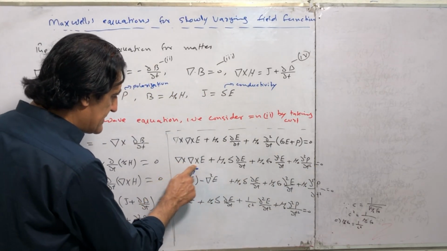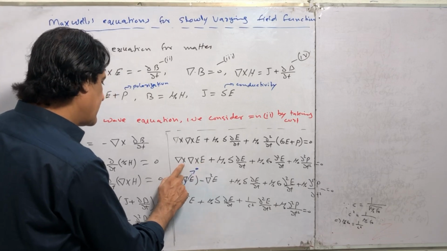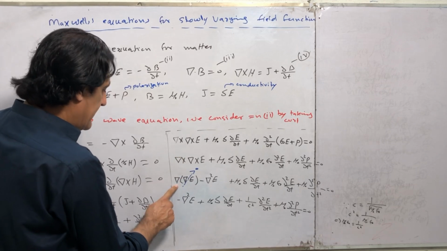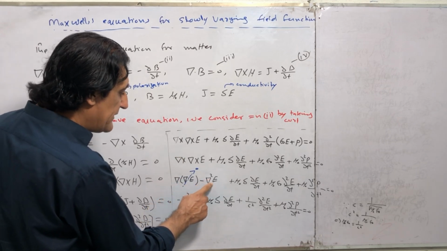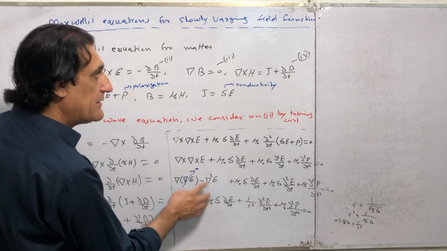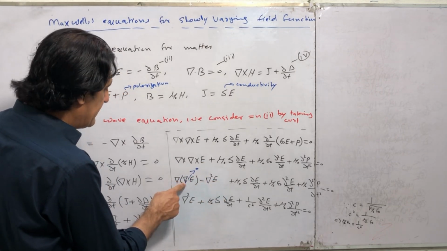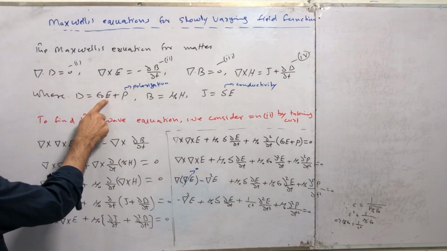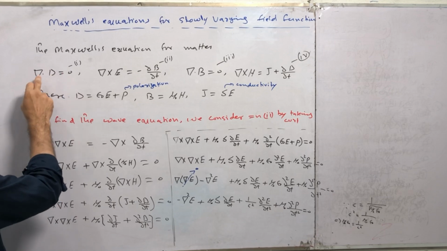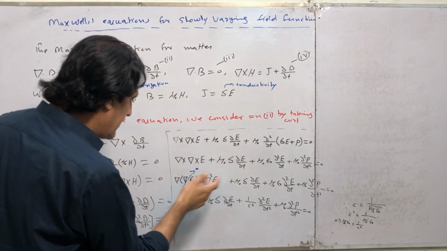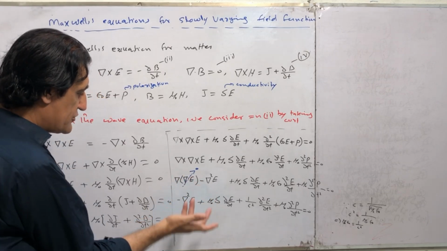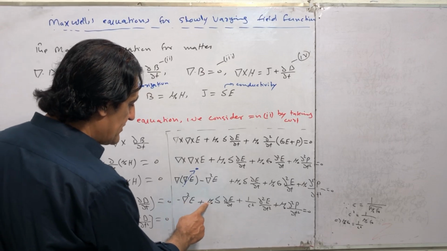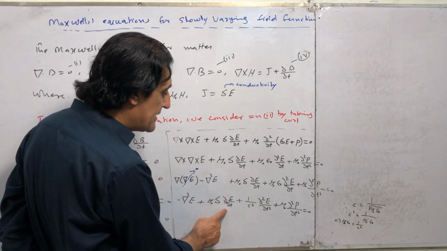And here, this is the identity. If we take the identity, then this identity is equal to del into del dot E minus del dot del E, and del dot del is equal to del square, and divergence of E is equal to 0, because D is equal to epsilon E, which also means that the divergence of the electric field, if there is no charge, will be equal to 0. Then this term will be equal to 0, and then we have minus del square E plus mu naught sigma partial E divided by partial t.